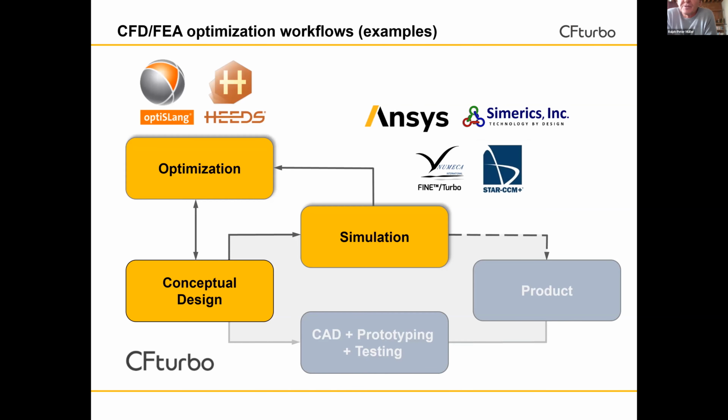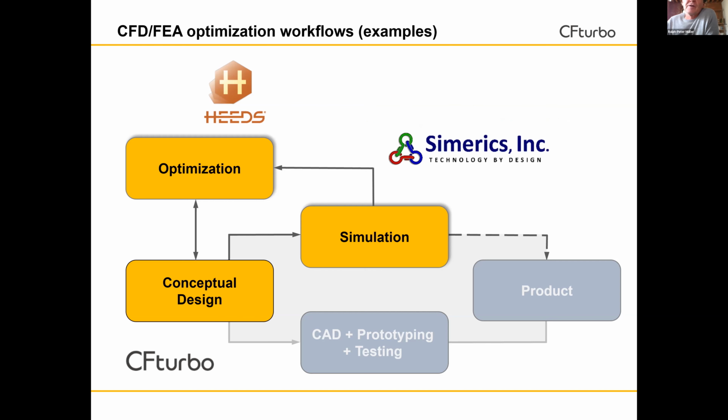So this is what we talked about, simulation of a single design point. Very often it's not enough. We also want to optimize our models. And for this, in this case, we have set up an optimization workflow combining CFturbo with Simerics and Heats. Heats is a commercial optimizing tool, well known, and also very user-friendly. And we applied this model for Simerics and Heats.